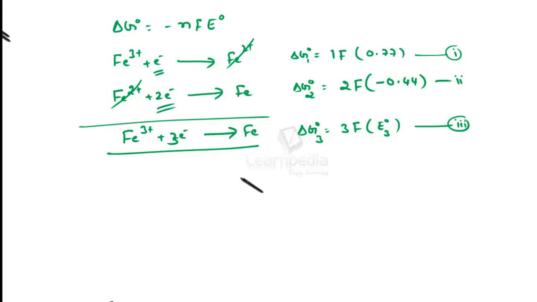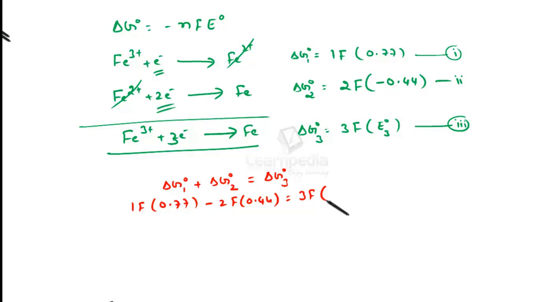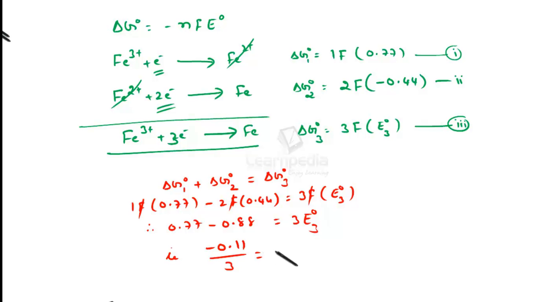Hence, from the equations we get delta G1 naught plus delta G2 naught is equal to delta G3 naught. That is, 1F into 0.77 plus 2F into (-0.44) is equal to 3F into E3 naught. So F cancels. Therefore 0.77 minus 2 into 0.44, which is 0.88, is equal to 3E3 naught. That is, -0.11 is equal to 3E3 naught. Therefore, -0.11 divided by 3 is equal to E3 naught. This is what we are asked to calculate.